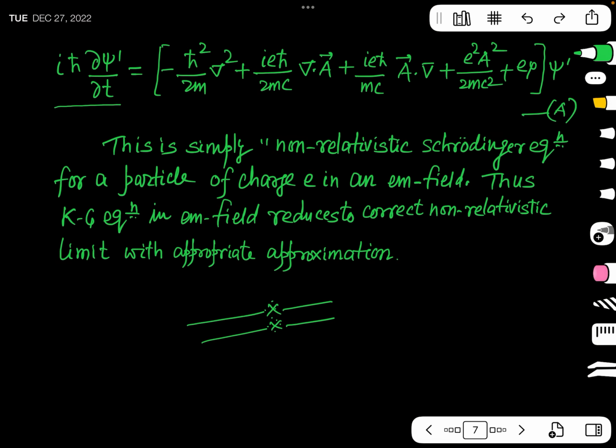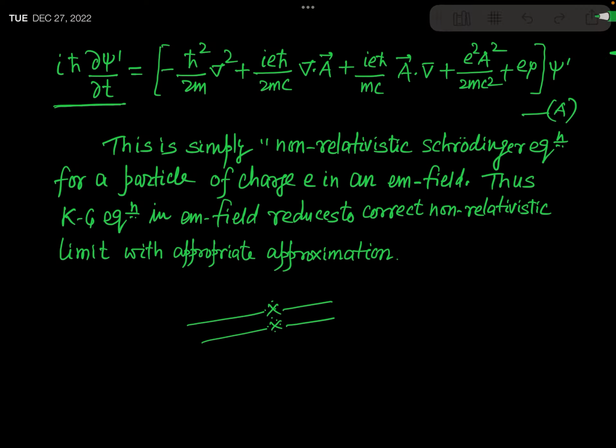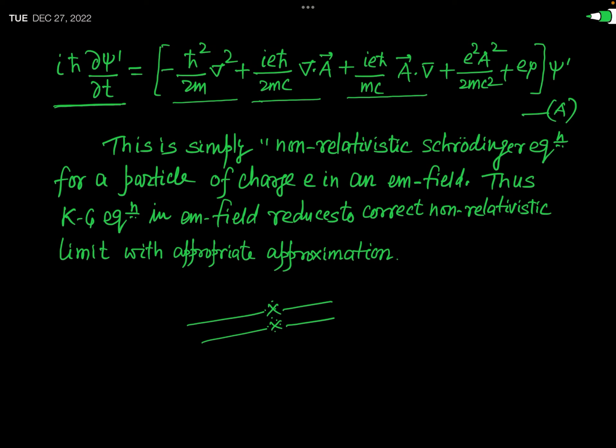And then what will be our result? You can see easily, in LHS there is only i h bar del psi prime by del t, and in RHS you can see this is minus h bar square over 2m del square plus i e h bar over 2mc del dot a plus i h bar over mc a dot del, and plus this e square a square over 2mc square, and this term may also be neglected. I am just crossing it. You can see that this term can be neglected because it is very small. Okay.